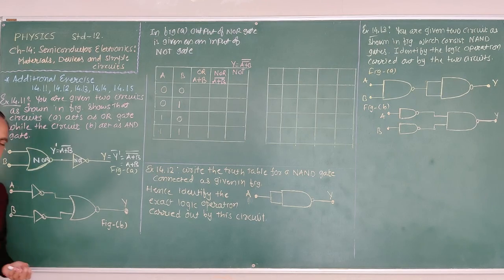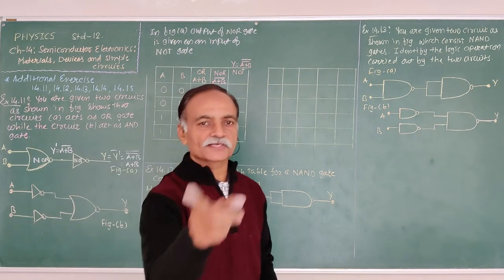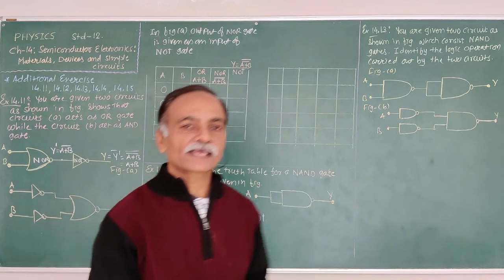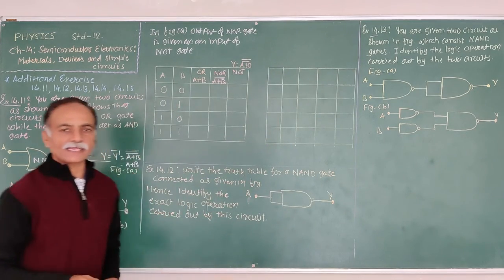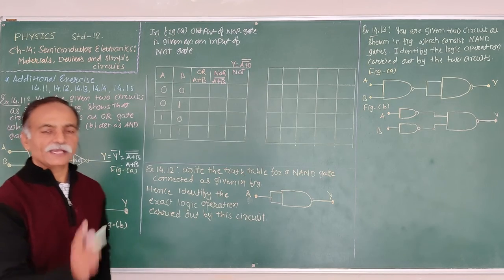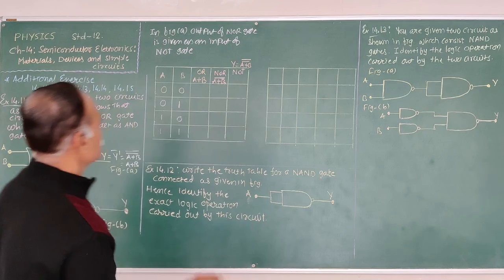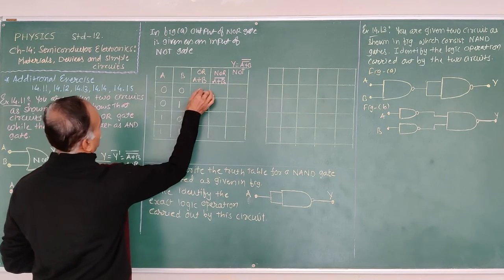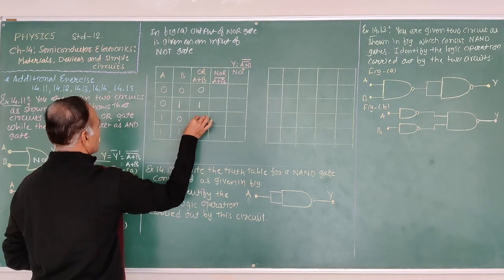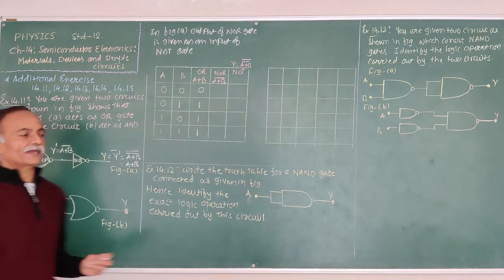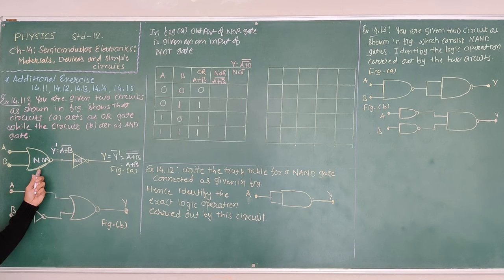Okay. Now what is the characteristic of the OR gate? 0, 0, 0 gives 0. It means if both inputs are 0, output is 0, otherwise 1. So that is the output of the OR gate. But here the NOR gate is given.